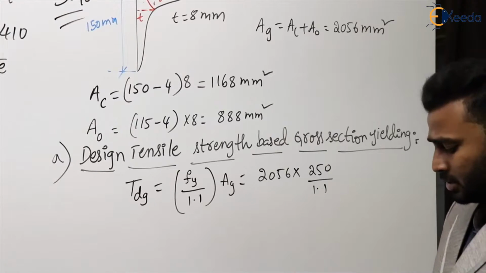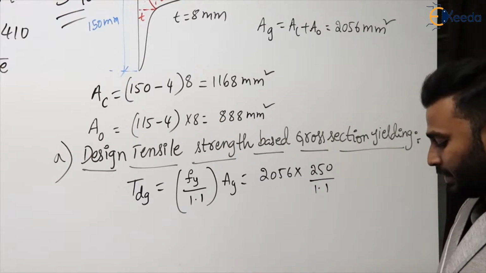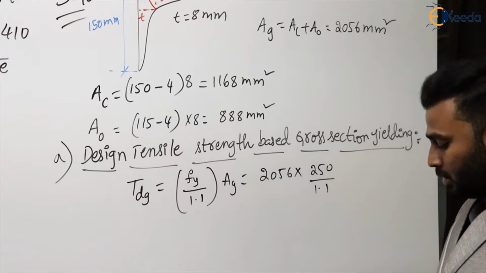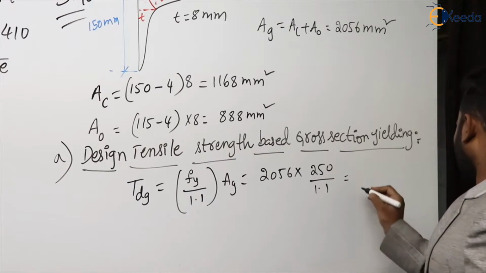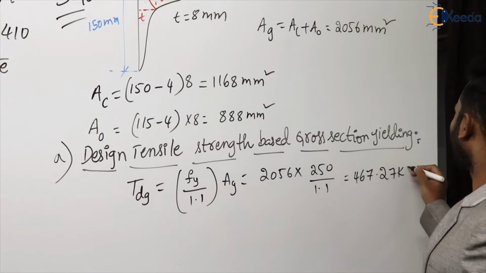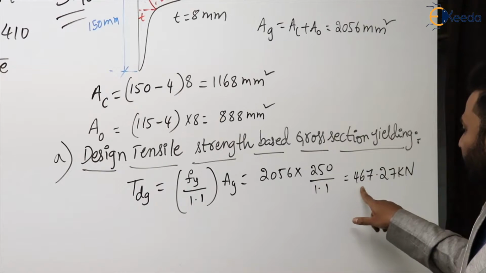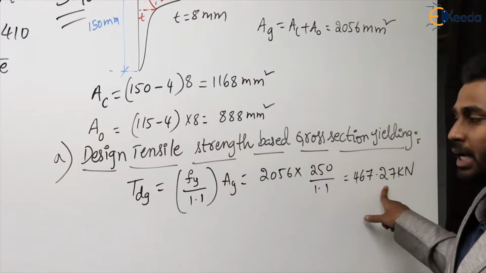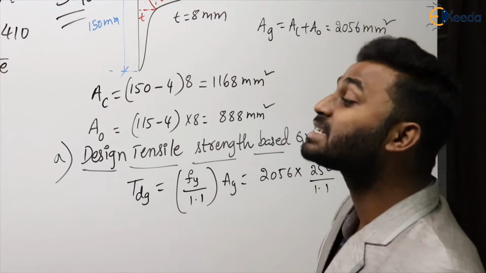So come on, simplify it and tell me the answer. How much is it? 2056 into 250 divided by 1.1. So it is around 467.27 kilonewton. So we are going to get it in Newton, so convert it into kilonewton. Okay, 467.27 kilonewton. Clear?